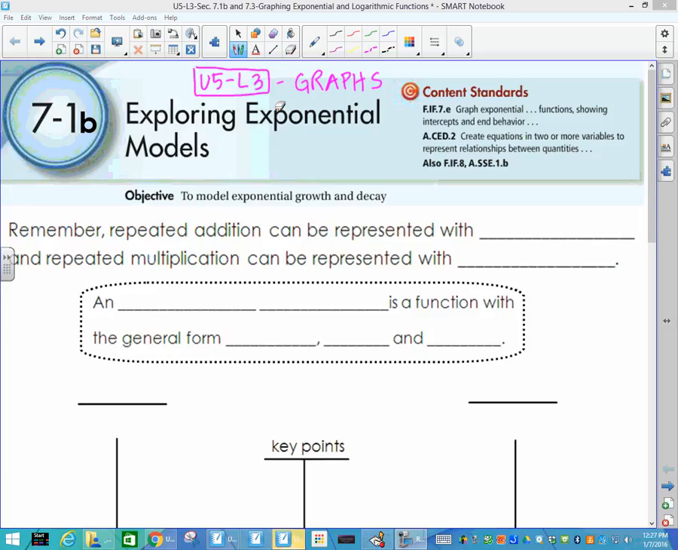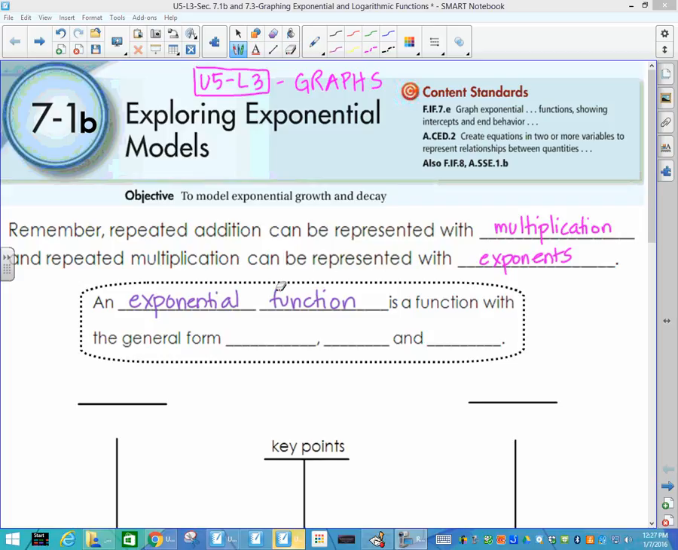Okay? So, to refresh your memory, remember repeated addition can be represented with multiplication. 5 plus 5 plus 5 is the same thing as 5 times 3. And repeated multiplication can be represented with exponents. So we are going to be talking about our exponential function. And I realize that we have talked about this in the last two lessons, but what is different about this one is we are talking about the parent function.